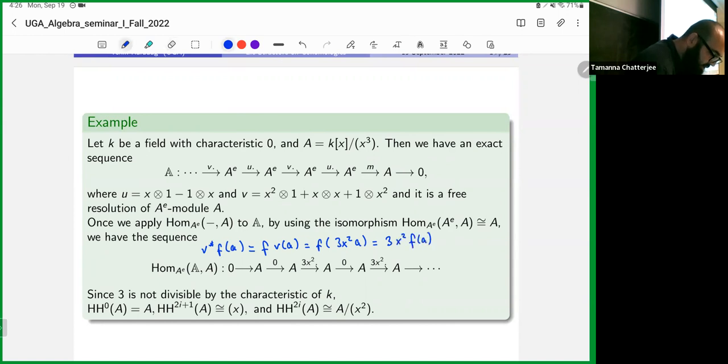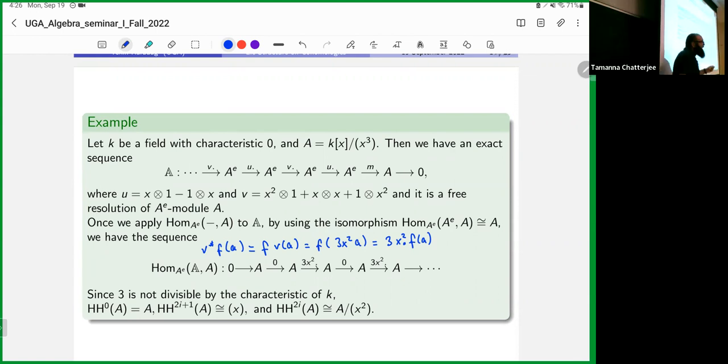Okay, and then you see that V is just multiplication by 3x squared, F by V. And U, similarly, is just multiplication by 0. So U is just 0. And we take the field with characteristic 0, so it is not divisible by 3. So I don't have a problem with coefficients.